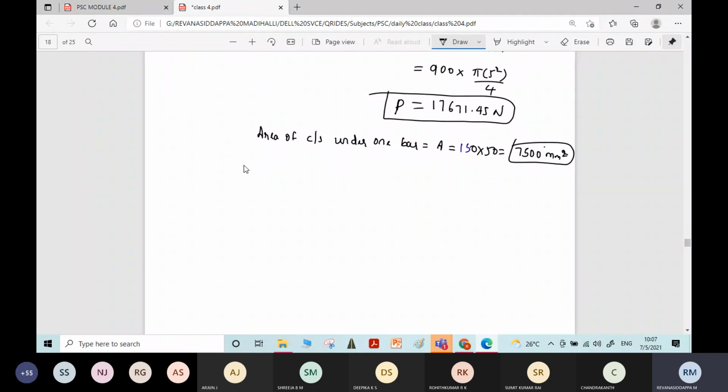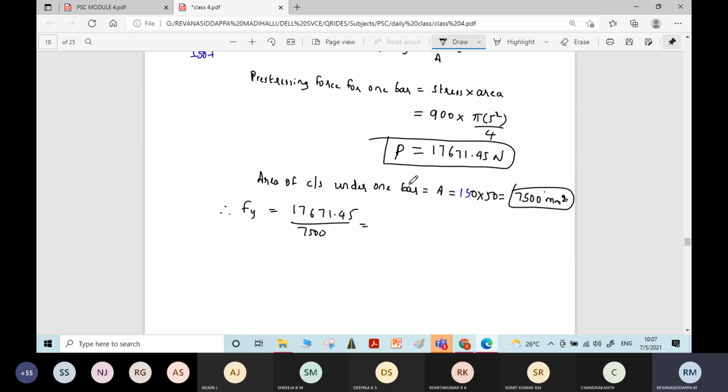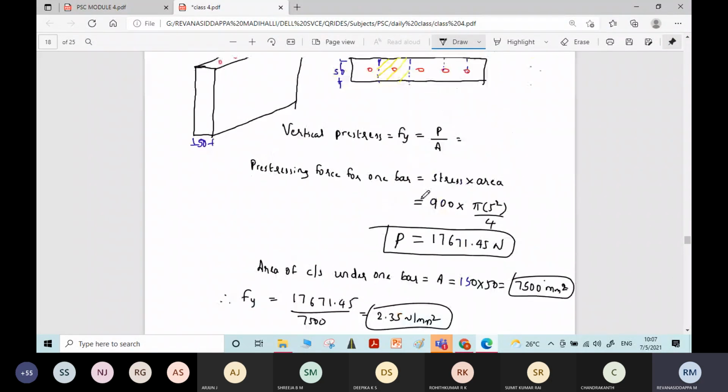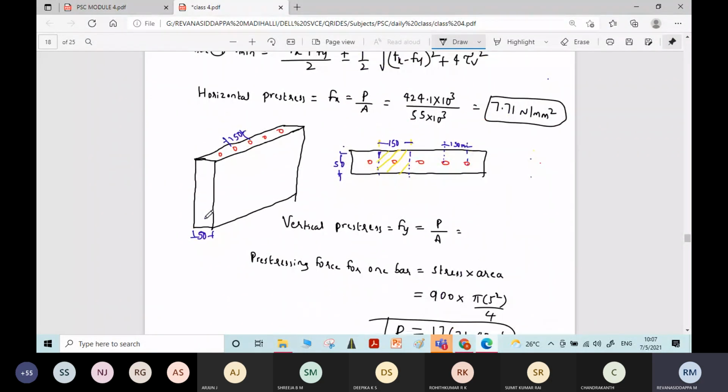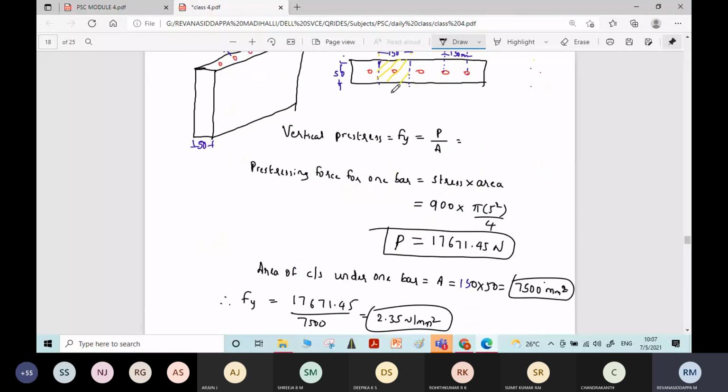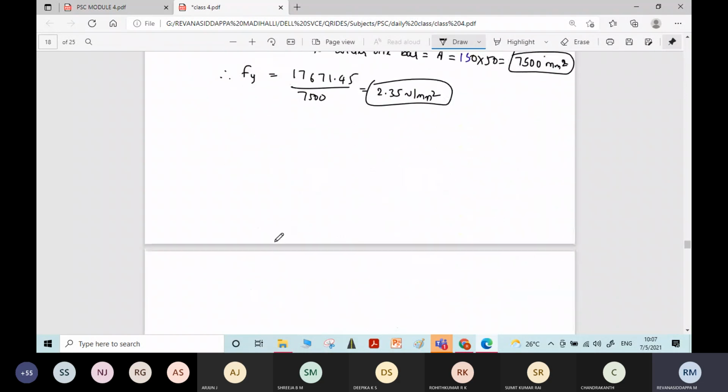Therefore Fi is equal to P by A, 17,671.45 divided by 7,500, which is 2.35. Okay. So while measuring Fx, we have considered all the bars and the full cross sectional area. While measuring Fi, we have considered only 1 bar and the area under only 1 bar. That is the difference. Okay.